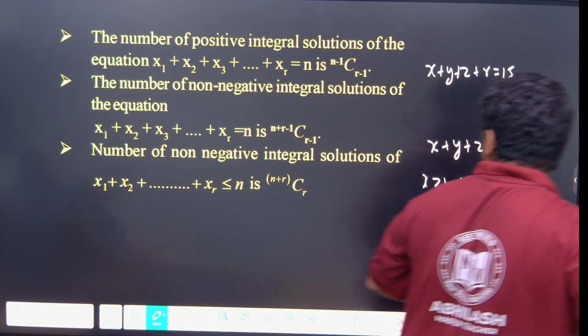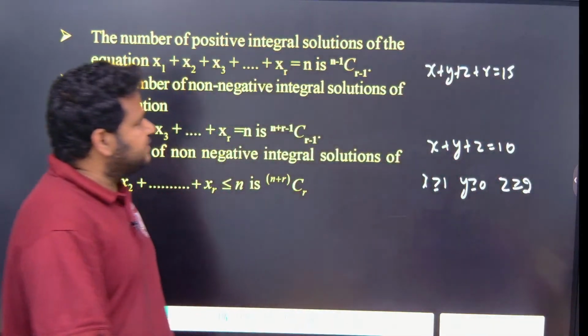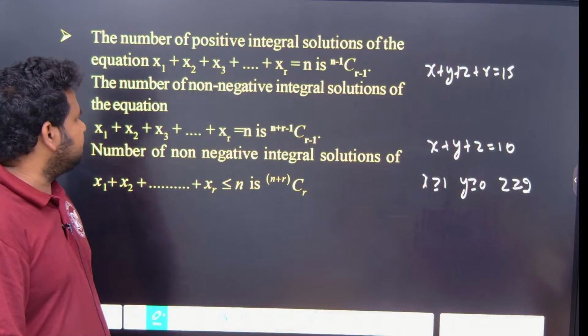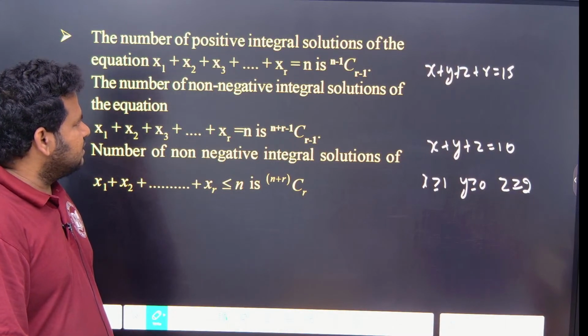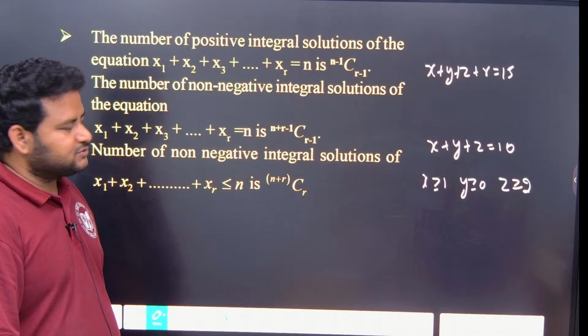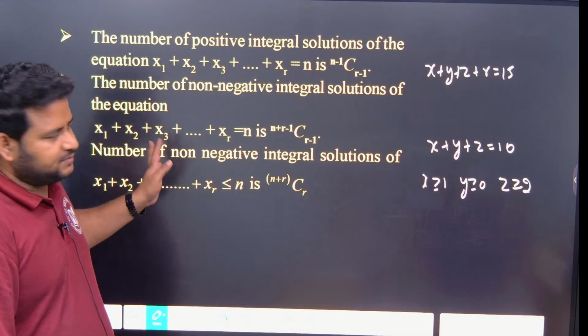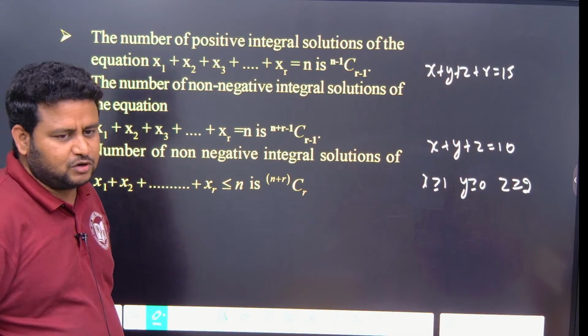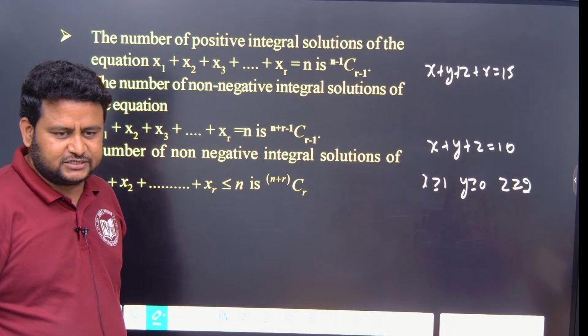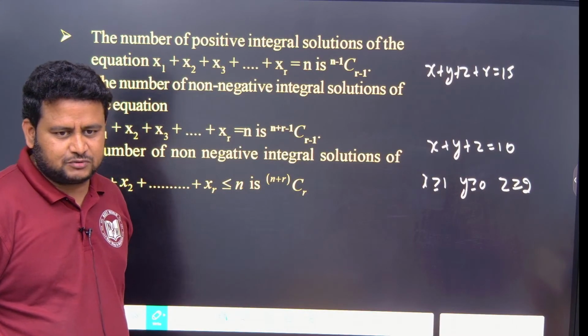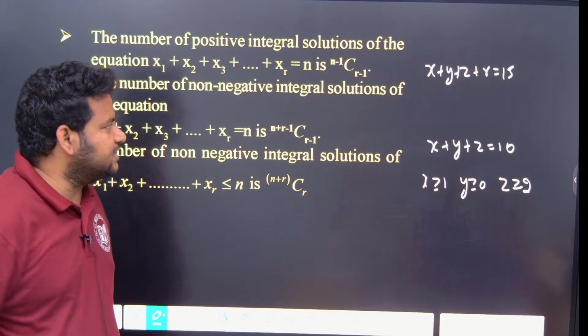Okay, friends. So see here, the number of positive integral solutions of the equation x1 plus x2 plus x3 up to xr is equal to n is n minus 1 C r minus 1. So what does it mean? Number of positive integral solutions. Positive means you should not have negative integers and you should not have 0. That means it should be greater than 0.